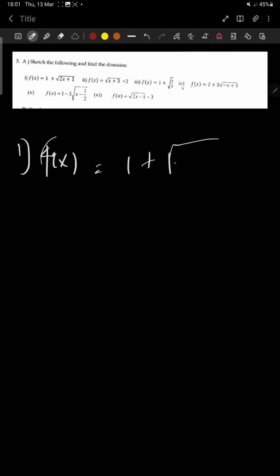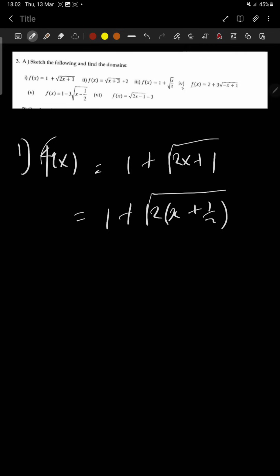So how do you sketch these functions? We start with f of x equal to 1 plus the square root of 2x plus 1. When you're sketching square roots, make sure that you don't have a number in front of x inside the square root. So I'm first going to factorize it. 2x divided by 2 is x, plus 1 over 2, like that.